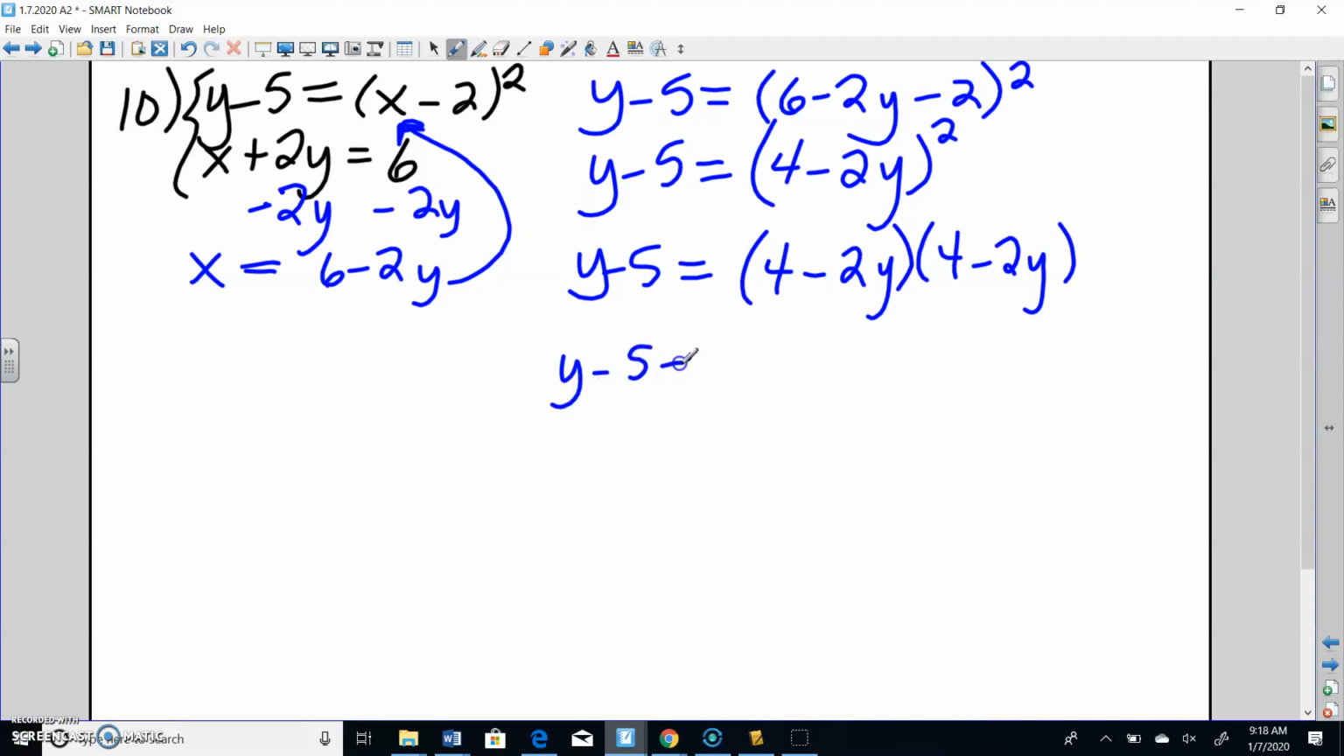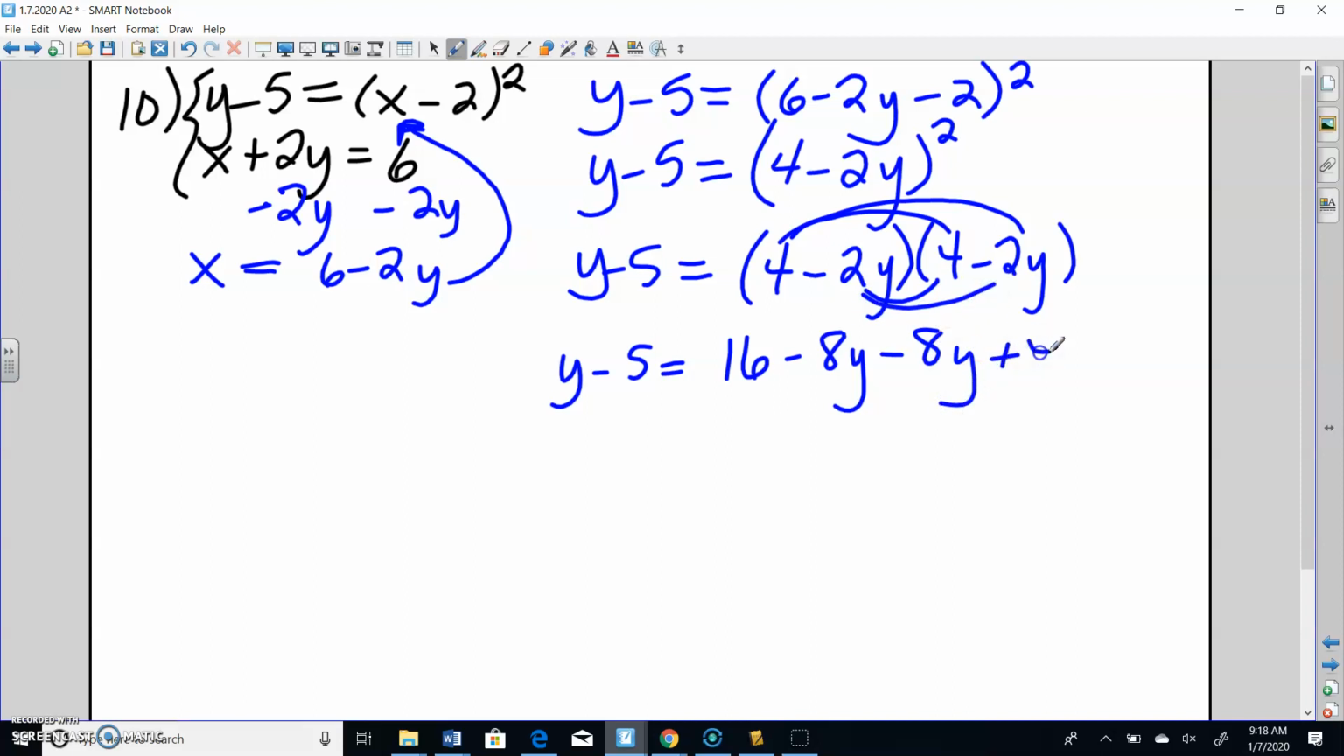Left doesn't change. I do some multiplying on the right. So 4 times 4 is 16. 4 times a negative 2y, negative 8y. Negative 2y times 4, negative 8y. Negative 2y times a negative 2y, 4y squared. So now I'm going to simplify on my right, and I have 16 minus 16y plus 4y squared.